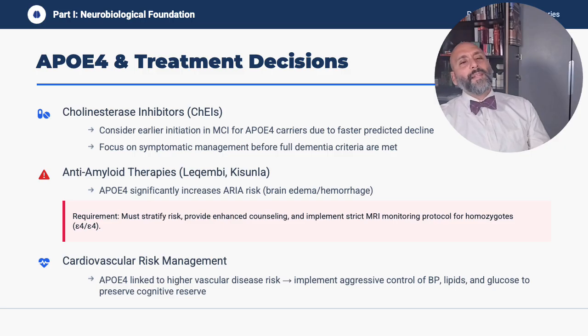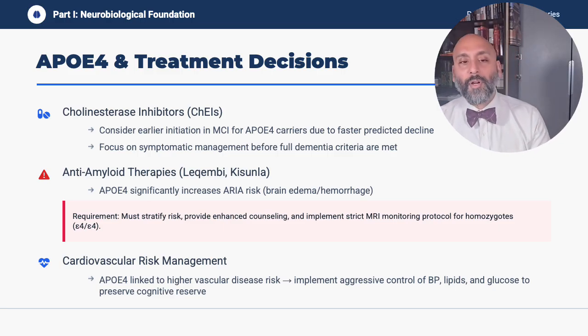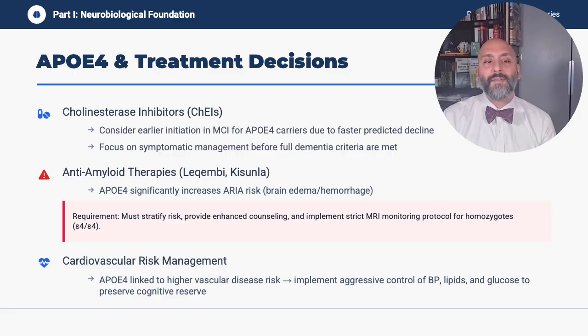Now, another thing to keep in mind is cardiovascular risk management. APOE4 is not only linked to Alzheimer's, but also higher vascular risk, heart disease, and stroke. So blood pressure, cholesterol, and blood sugar directly affect the brain. So for an APOE4 carrier, you may want to push harder for blood pressure control, treating the cholesterol aggressively, and preventing or treating the diabetes carefully, because protecting the blood vessels helps preserve cognitive reserve, the brain's ability to keep functioning despite disease.